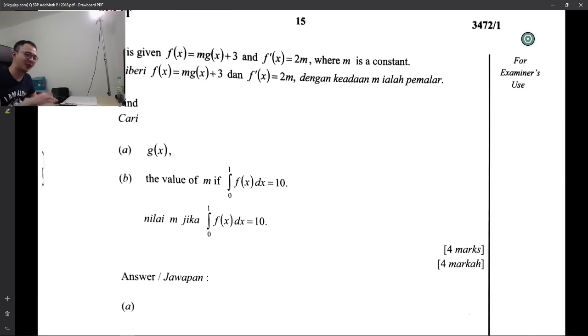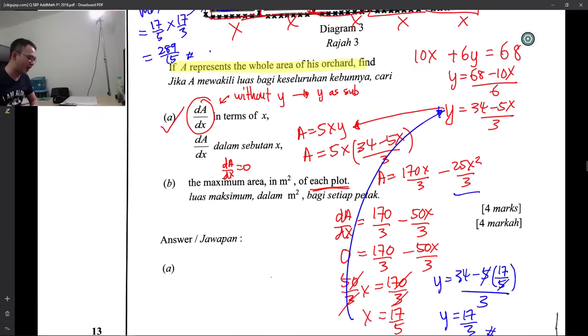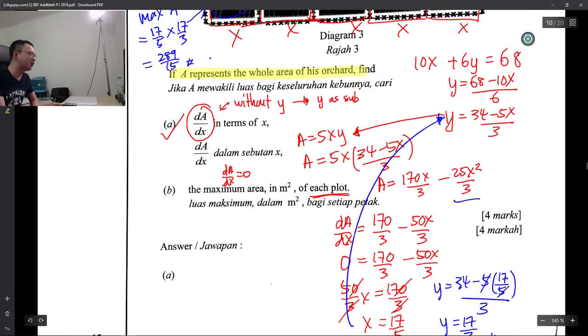Okay, still have some questions over here. How do we know to make y a subject? Because the question asks you to do dA/dx. You realize dA/dx, what letter is missing? The y is missing, right? In order to make the y missing, that means you need to substitute y into the y. If you substitute y into the y, you don't have any y already, right? So your equation only has A and x. Okay, I hope you can understand that.